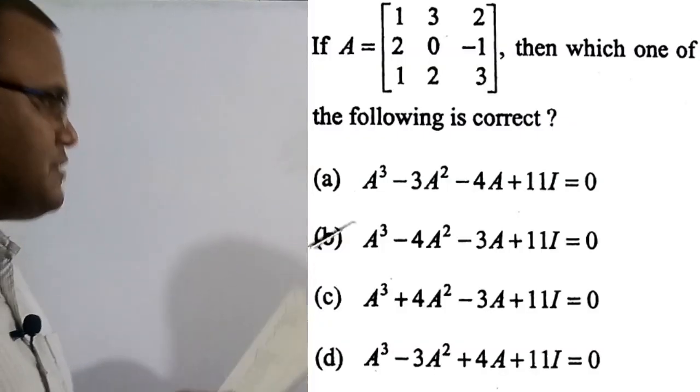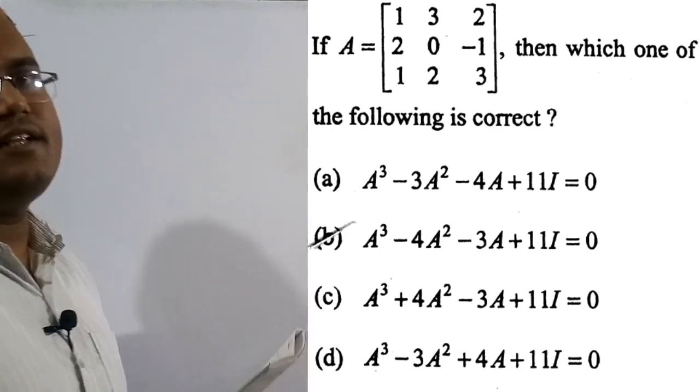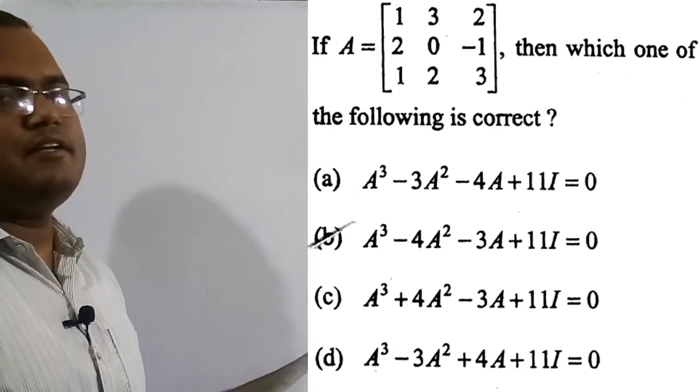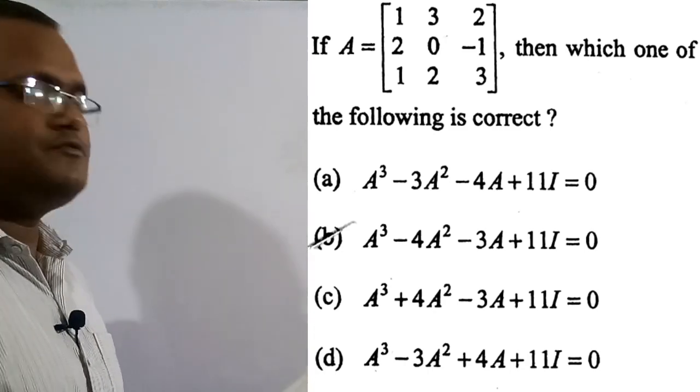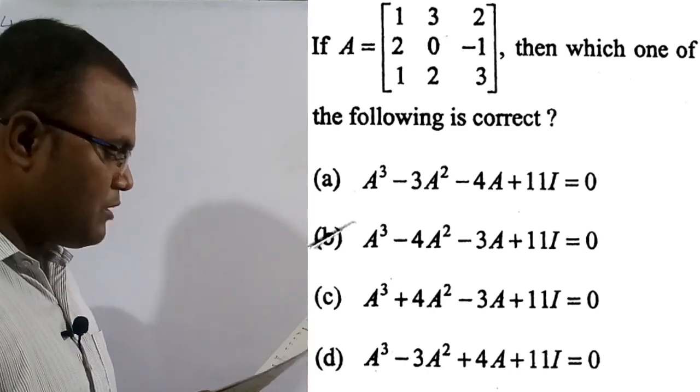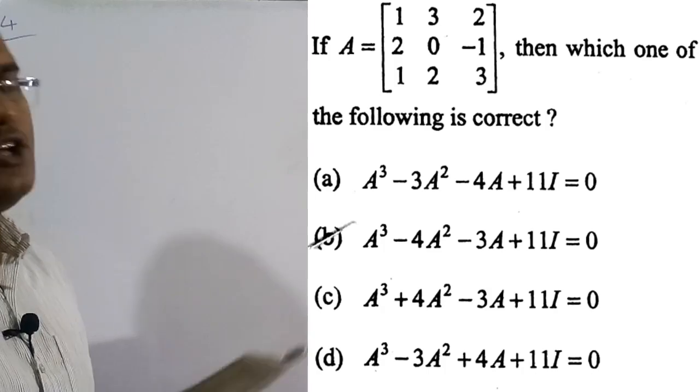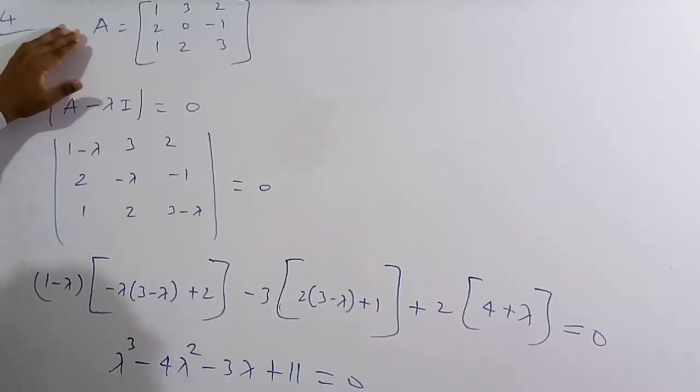So now we are going to solve the fourth question. See the question here. If A is equal to that matrix, which one of the following is correct? This matrix is given, and we are going to find out which of the four statements is correct. Out of the four options, option B is the correct solution of this question. So let's solve this numerical. This is matrix A.